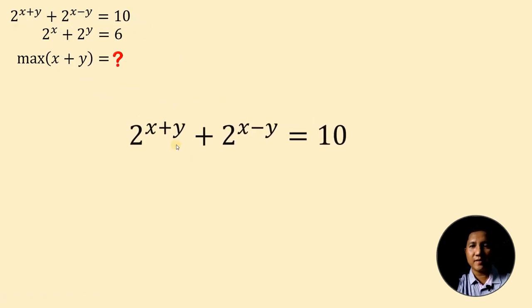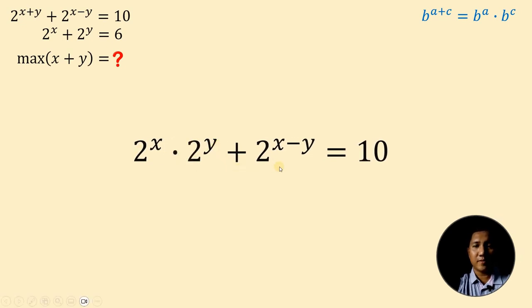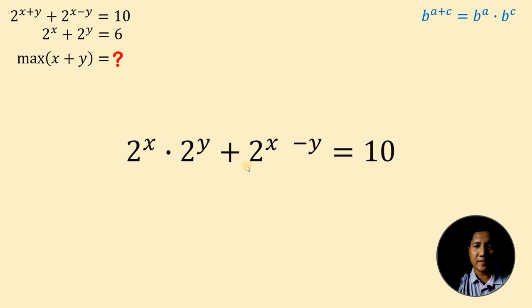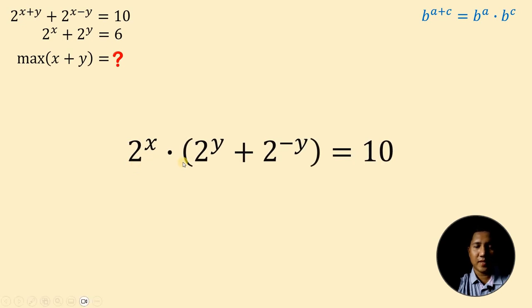First thing is we need to get this equation, 2 raised to x plus y plus 2 raised to x minus y equals 10. Now, let's use some laws of exponent. If we have b raised to a plus c, this is equivalent to b raised to a times b raised to c. So, 2 raised to x plus y can be written as 2 raised to x multiplied by 2 raised to y. Same thing as this number, 2 raised to x multiplied by 2 raised to negative y. Now, notice that we have a common factor of 2 raised to x, so we can factor out 2 raised to x. This will give us 2 raised to x multiplied by 2 raised to y plus 2 raised to negative y.